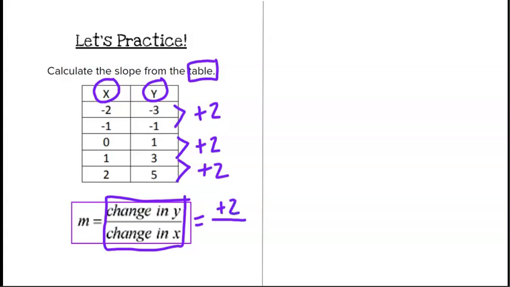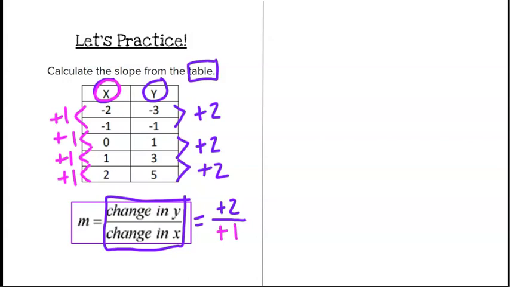Now we do the same thing with our x values. I'm going to take a look at our x values, and I can see if I look at my values, they're going up by 1 each time. From -2 to -1, I'm going up 1. -1 to 0, 1. 0 to 1. Each time we are increasing by 1. So my change in x is 1.